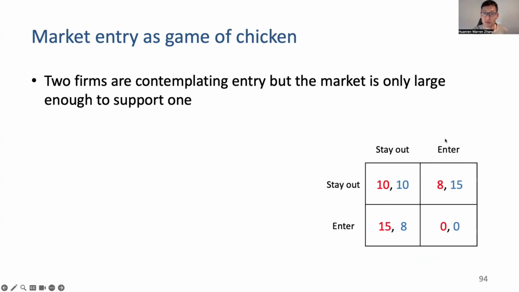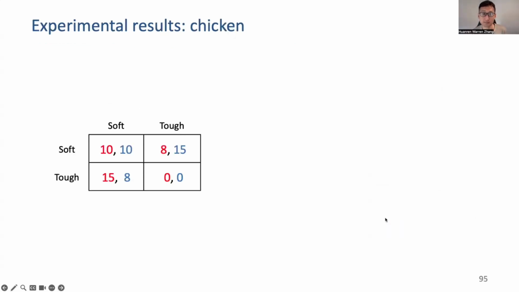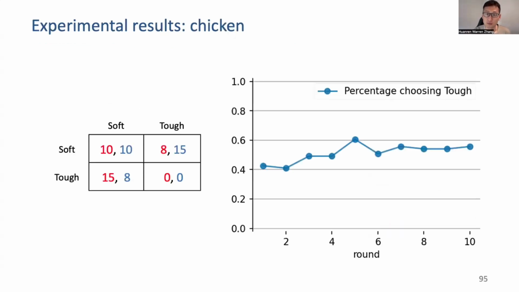Right? So if the other firm chooses to enter, then you stay out. If the other firm chooses to stay out, it's best for you to enter so that you are able to earn the highest profit. Right? So, experimental result. If we look at how you played in this game, you see around 50% of you choose soft, right?